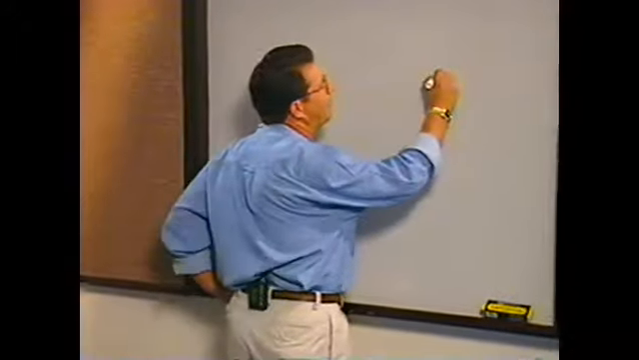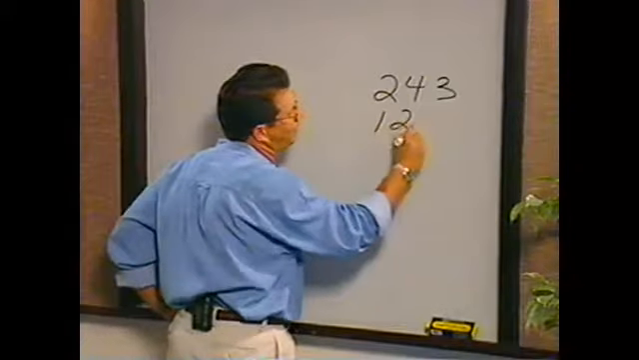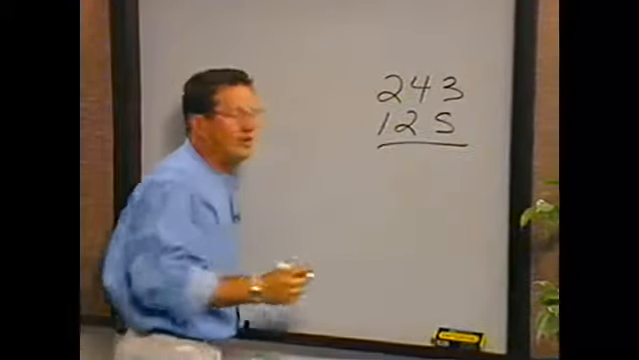A little bit tougher, but it's not really once you get into it. I'm going to show you some shortcuts, how to group a little bit, make it a lot easier. So let's start out with an easy example. How about 243 plus 125? Now, same concept.